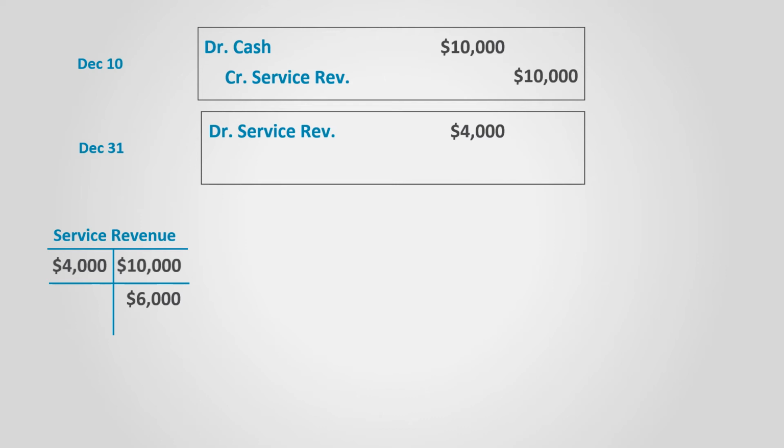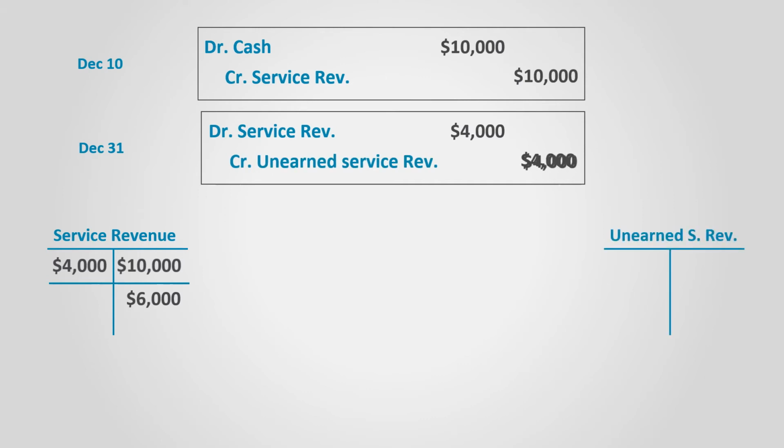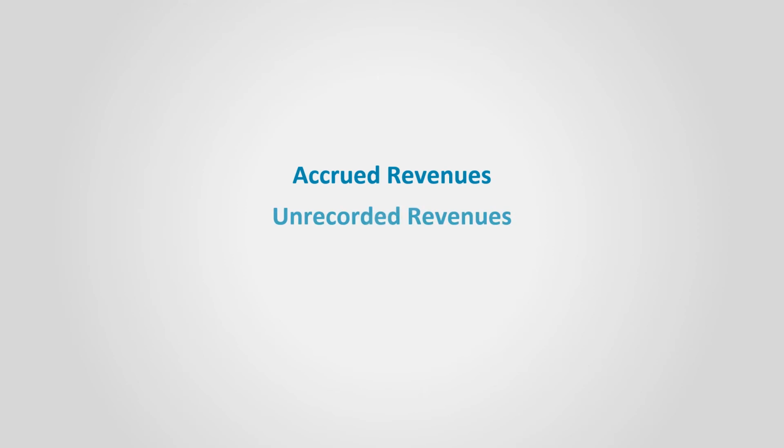On the other hand, the business must recognize that it is liable to the client with services that are worth $4,000. That is the reason behind crediting unearned service revenue, which is a liability account, by $4,000. Accrued revenue, or unrecorded revenue.